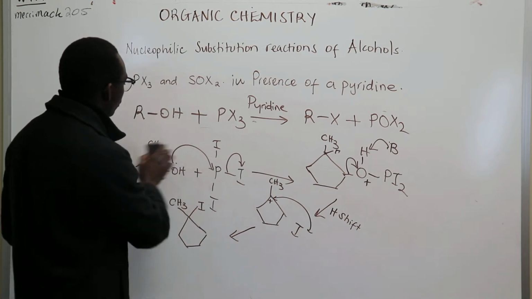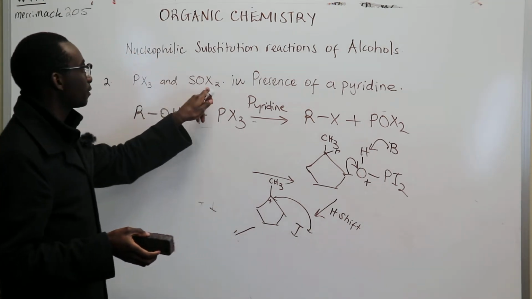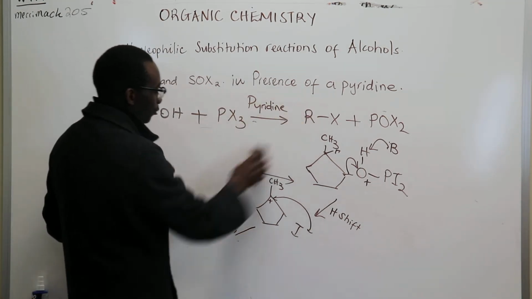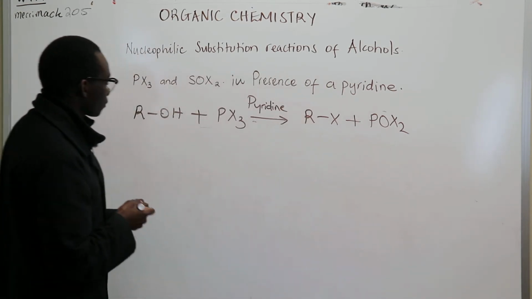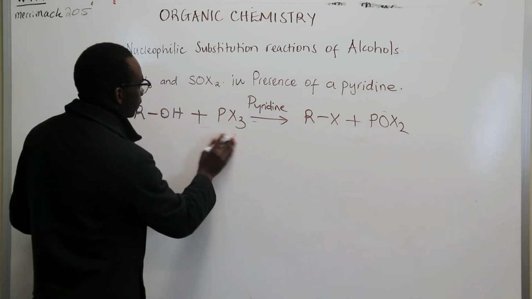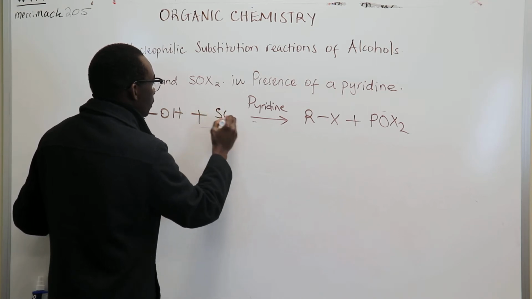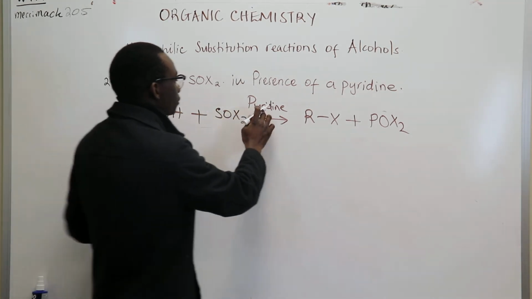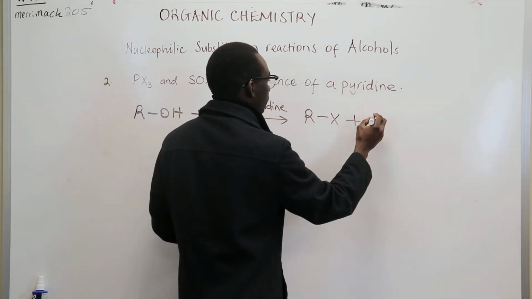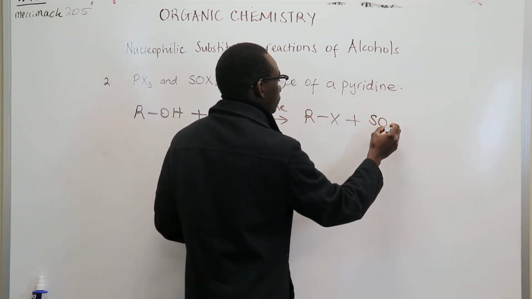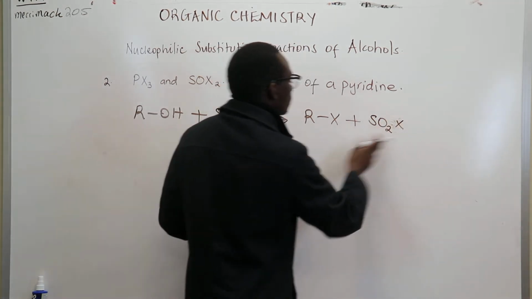And lastly, I'm going to show the mechanism of how tertiary alcohols react with the sulfonyl dihalide in presence of a pyridine. So the mechanism is still similar and the products are going to be similar. So in this case, we shall have SOX2 in presence of a pyridine. We shall form an alkyl halide and this as our product.